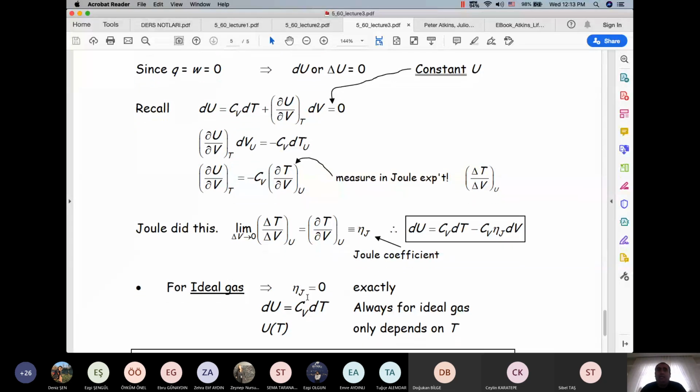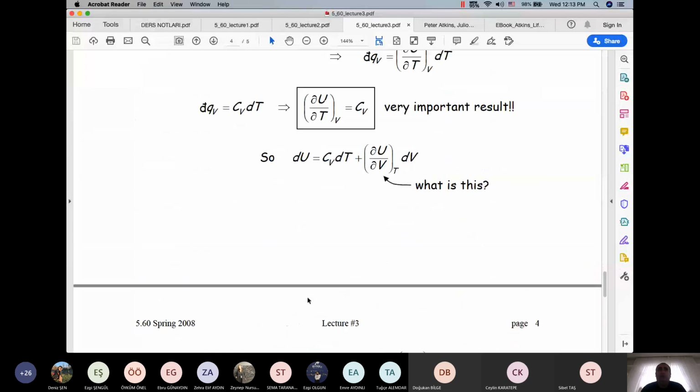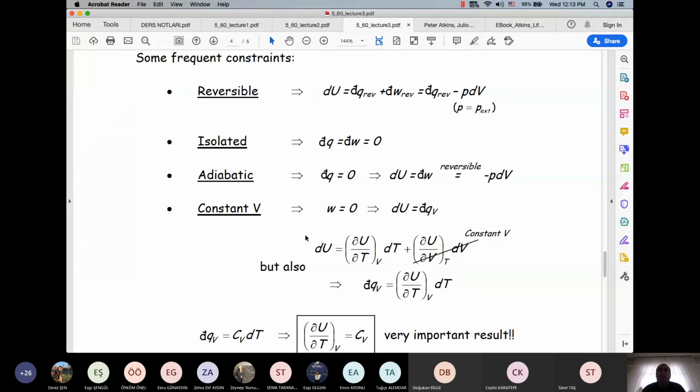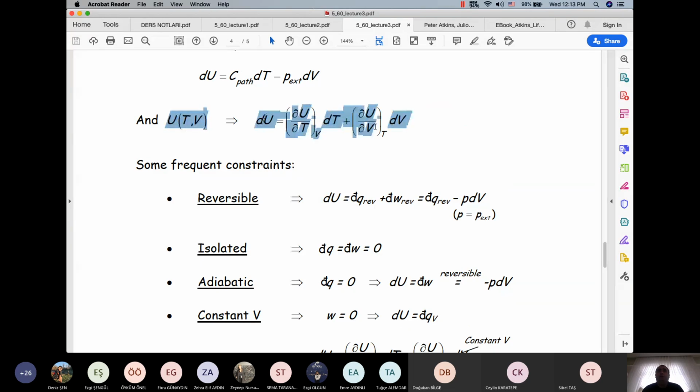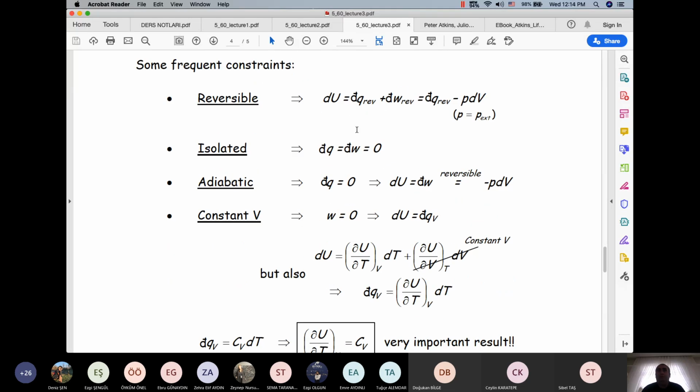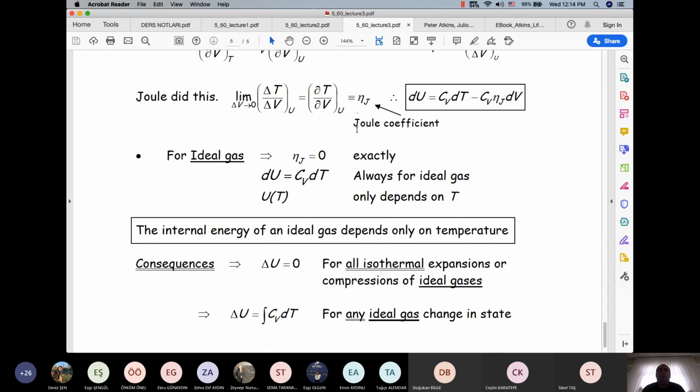For ideal gases, since this is 0, this part we don't care about. For ideal gases, U is a function of temperature only, not volume. So the internal energy of an ideal gas depends only on temperature. This is a very important finding.